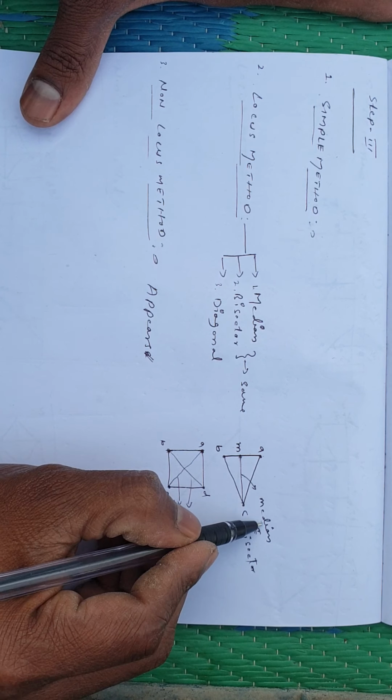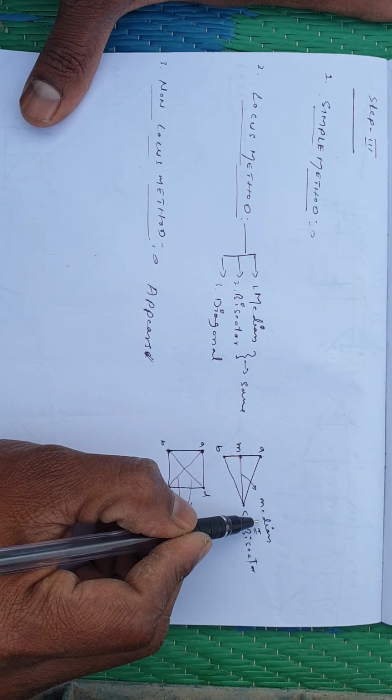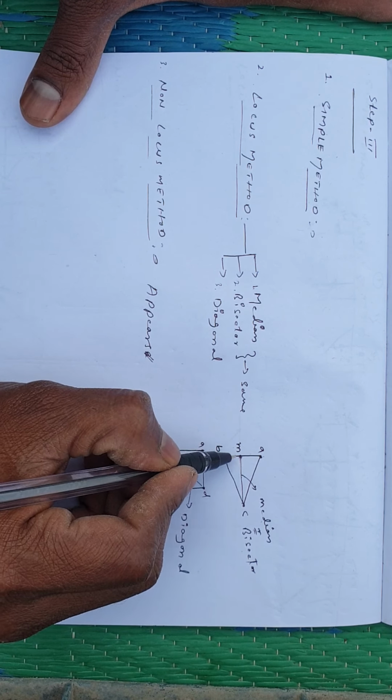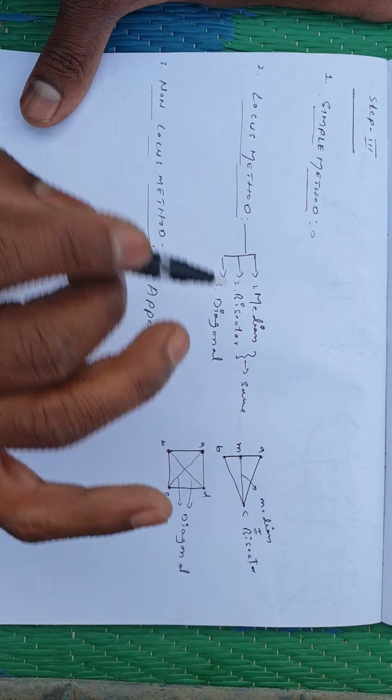So here the words median and bisector are both the same. What is a median or bisector line? It is a line which joins from any center point of a side to the opposite corner. This is what the word median, bisector means.